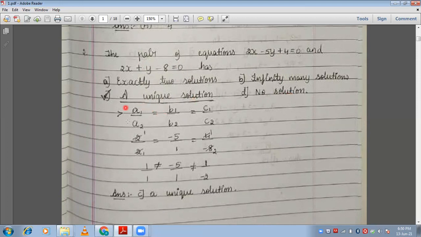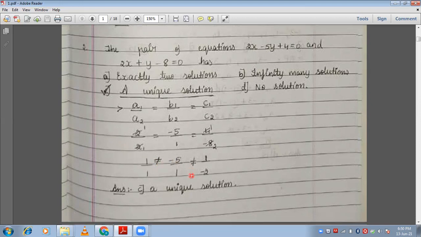So check this one. a1 by a2 is equal to b1 by b2 is equal to c1 by c2. Substitute all the values. You will get a1 by a2 not equal to b1 by b2 not equal to c1 by c2. Then which option is right? Option C is correct.